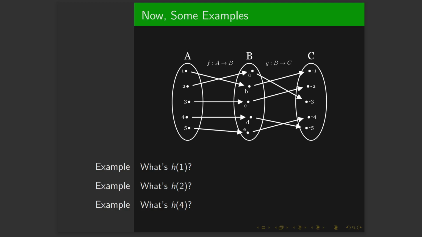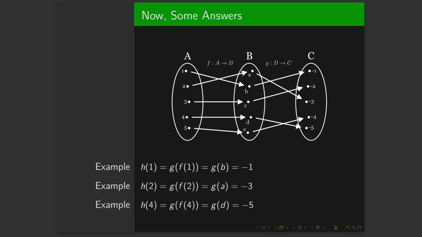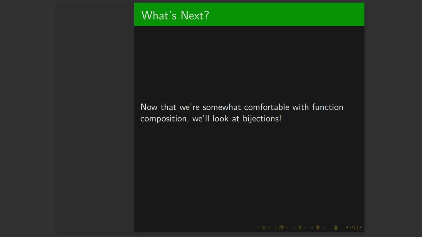But to make sure that we understand what's happening, let's just run through a few examples. So h of 1, well, we first apply f, so 1 goes to b, then we apply g, b goes to negative 1. So h of 1 should be negative 1. h of 2, well, f of 2 is a, g of a is negative 3, so h of 2 is negative 3. Then h of 4, well, f of 4 is d. g of d is negative 5, so h of 4 is negative 5. Make sure you understand exactly what's happening here. Hopefully this is enough of a foray into function composition.